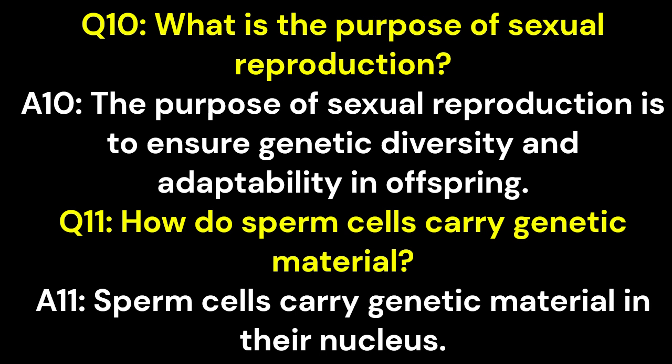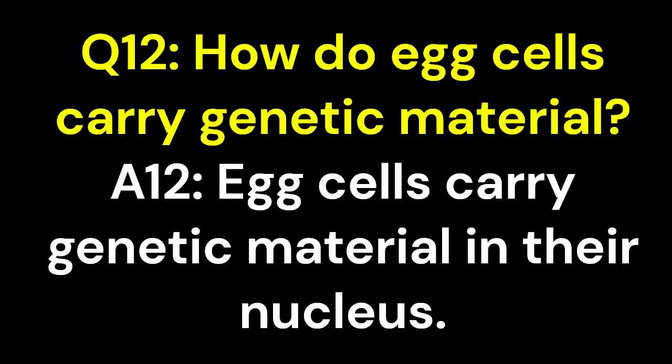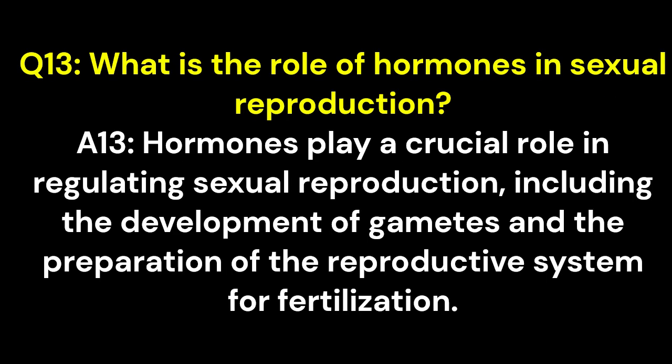Q10. What is the purpose of sexual reproduction? A10. The purpose of sexual reproduction is to ensure genetic diversity and adaptability in offspring. Q11. How do sperm cells carry genetic material? A11. Sperm cells carry genetic material in their nucleus. Q12. How do egg cells carry genetic material? A12. Egg cells carry genetic material in their nucleus.